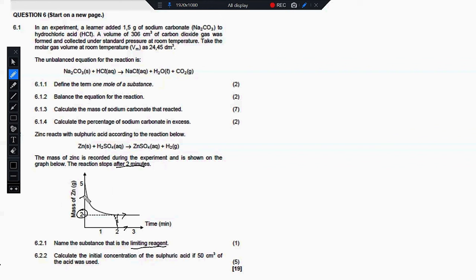5 to 2, that means only 3 grams of zinc reacted. Now we know that in a chemical equation, when we have 2 reactants, if one is in excess, then obviously the other one has to be the limiting reagent. It's always like that. You never have 2 excess reagents or 2 limiting reagents. If one is in excess, the other one is limiting. So in conclusion, if we have already concluded that zinc is in excess, then it goes without saying that obviously sulfuric acid is the limiting reagent.